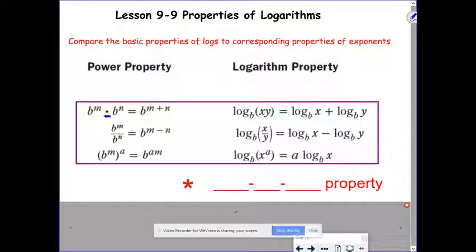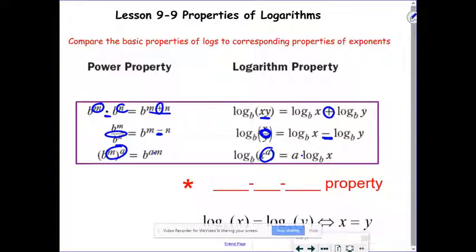The first one, the properties of logs. They come from our power properties here. Remember, because they are inverses, a lot of the properties are the same here. When I am multiplying, I added the exponents. So when I add logs, I multiply the x and the y together. Same thing for division, that's subtraction. And then power to a power is really multiplying, so the exponent gets moved out in front. That is a big one that we'll look at quite a bit.